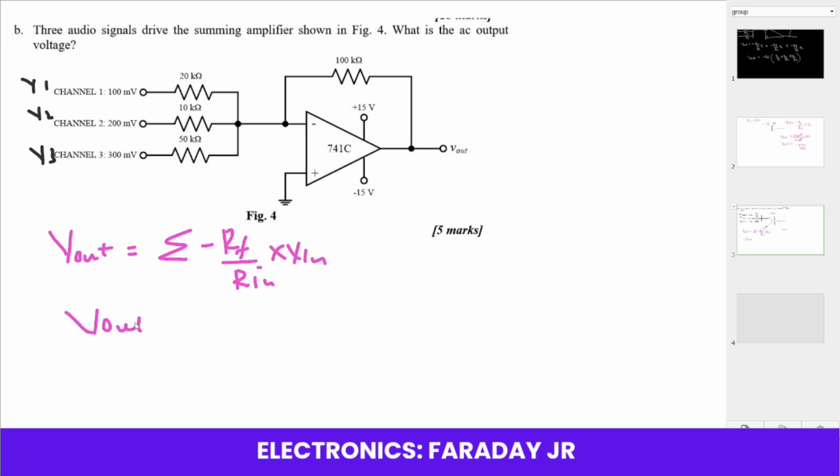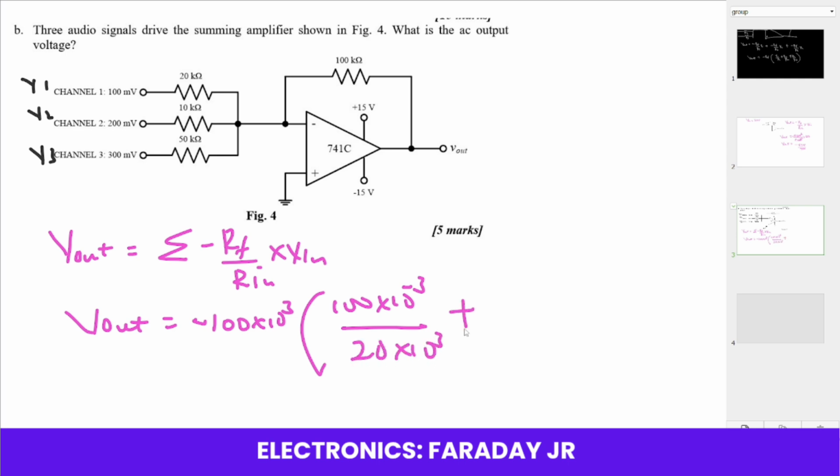It means that the output will be equal to, so the RF first, okay? We know the RF is constant, so we can factor that one out. Then bracket RF is 100 times 10 raised to the power 3 multiplied by, okay, so now we are going to go individually, right? V in over R in. So that will be V in, 100 times 10 raised to the power minus 3 divided by R in, which is 20 times 10 raised to the power 3, plus V in, that was 200, right?